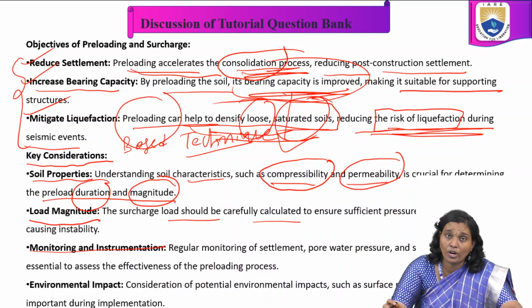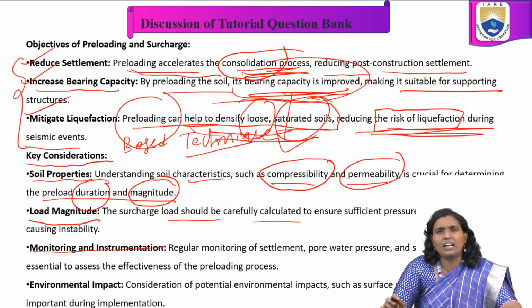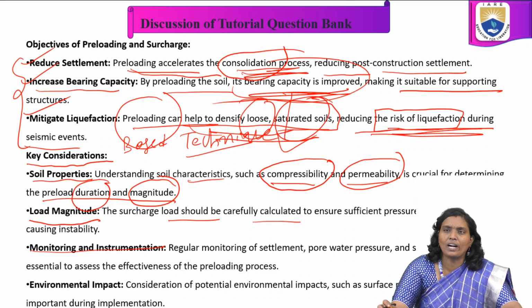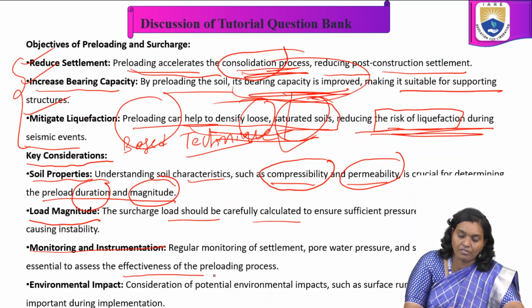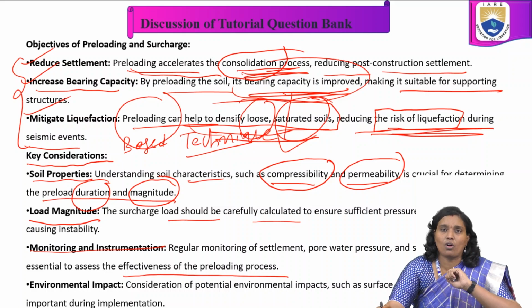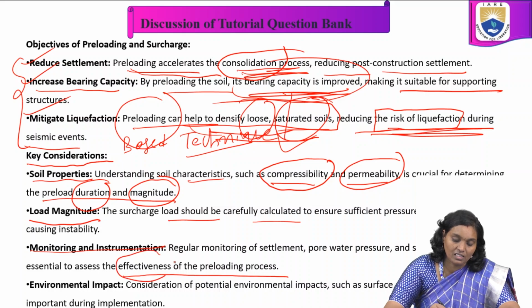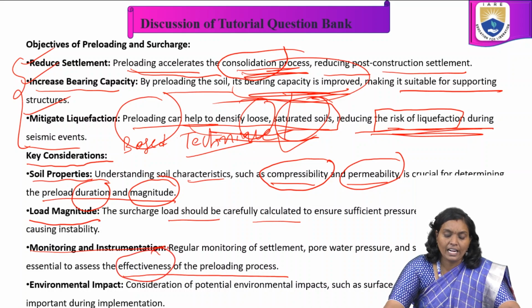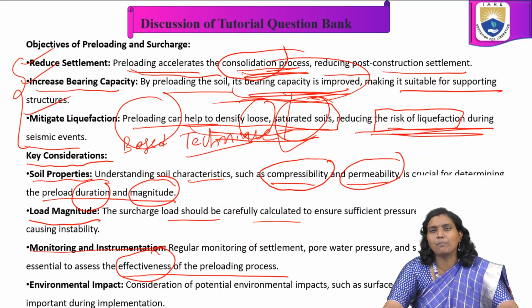So this is also one more important consideration. Now monitoring and instrumentation. Regular monitoring of settlement, pore water and soil behavior is essential to assess the effectiveness of the preloading process. If you want effectiveness, regular monitoring of settlement and pore water pressure gives better results to assess the preloading process. And environmental impact. Consideration of potential environmental impacts such as surface runoff and erosion is important during the implementation.